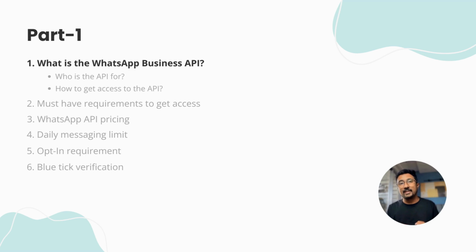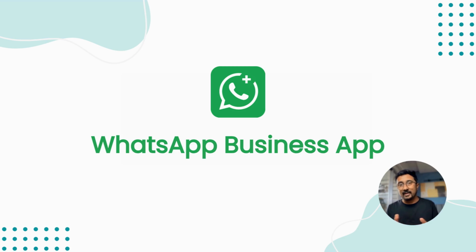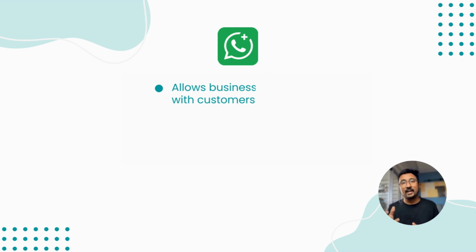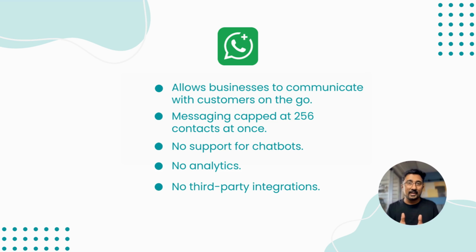What is the WhatsApp Business API? WhatsApp offers two solutions for businesses, the WhatsApp Business app and the WhatsApp Business API. WhatsApp Business is a free mobile app that allows businesses to communicate with their customers on the go. However, it comes with several limitations, like it only allows messaging up to 256 contacts at once and doesn't support chatbots, analytics, third-party integrations, and other advanced features.